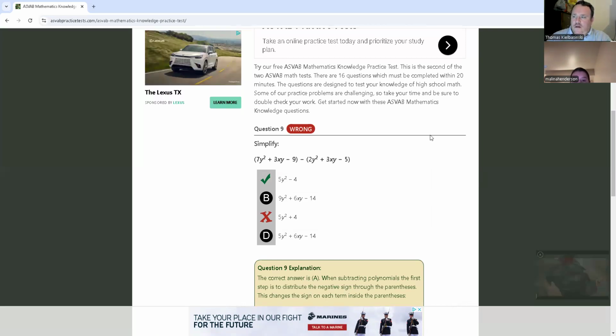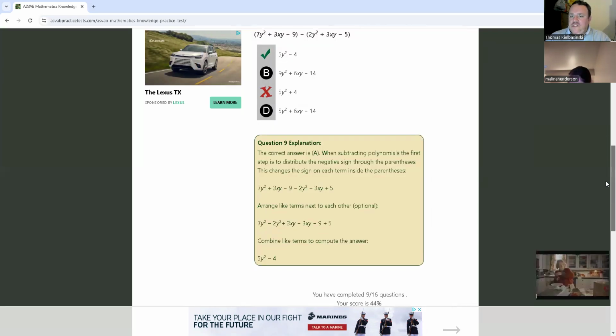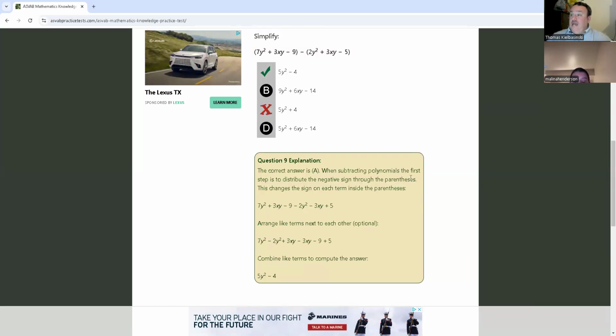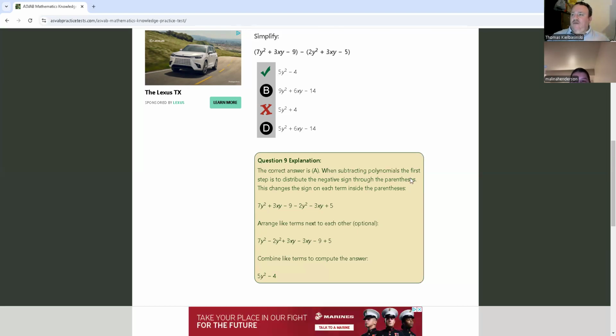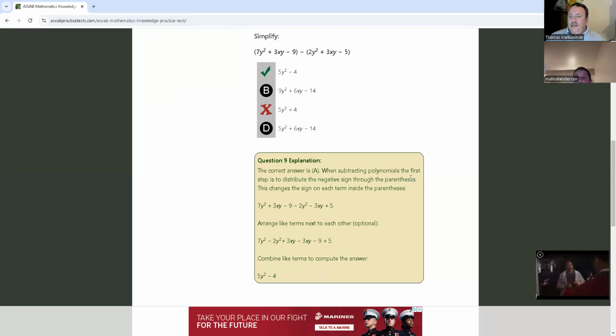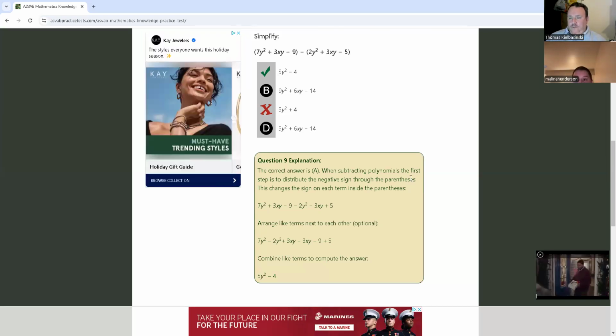No. All right. So let's go to the bottom here. You had the right answer. So you know what you did wrong, obviously. When subtracting polynomials, the first step is to distribute the negative sign through the parentheses. This changes the sign on each term. That's a big thing right there. Very, very big. I'll never forget how many times I got that wrong, and I wanted to slam my pencil down on the desk and say, man, I just want to give up. But anyways, arrange like terms next to each other.